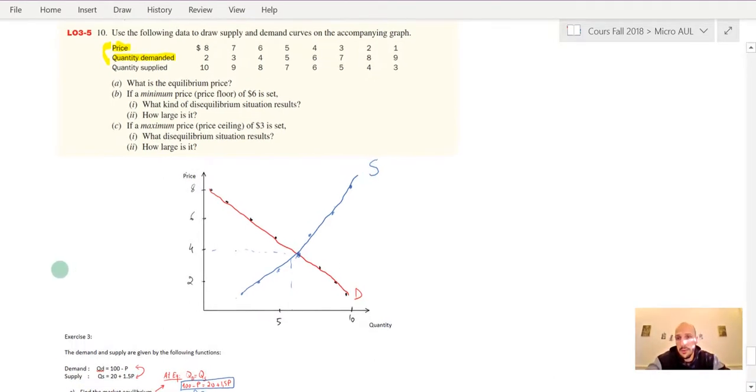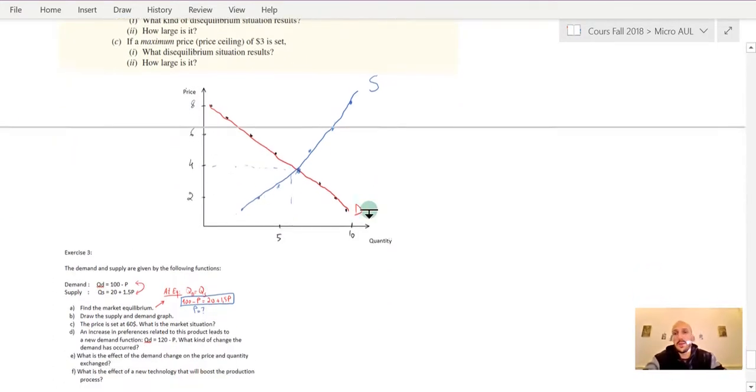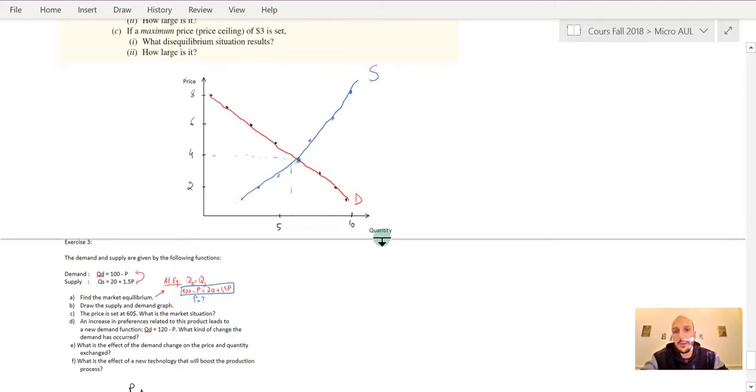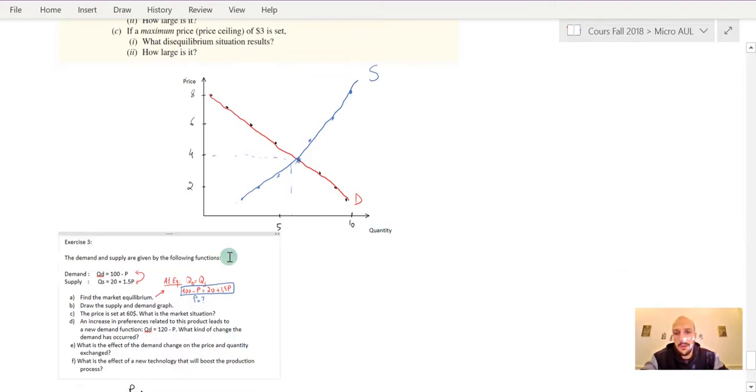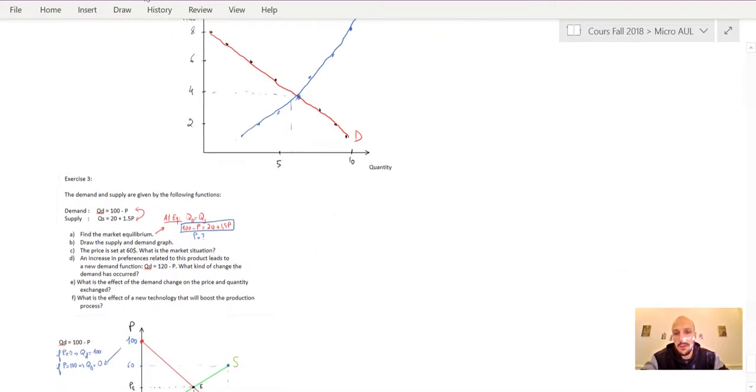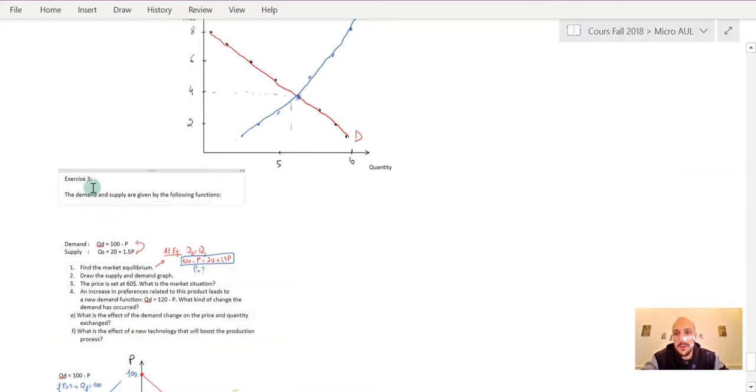We now have to answer the question: what is the equilibrium price? So here, the question A, we can find the answer from the graph or from the table. Or by examining the table, you can find out the price that will have the same quantity demanded and quantity supplied.